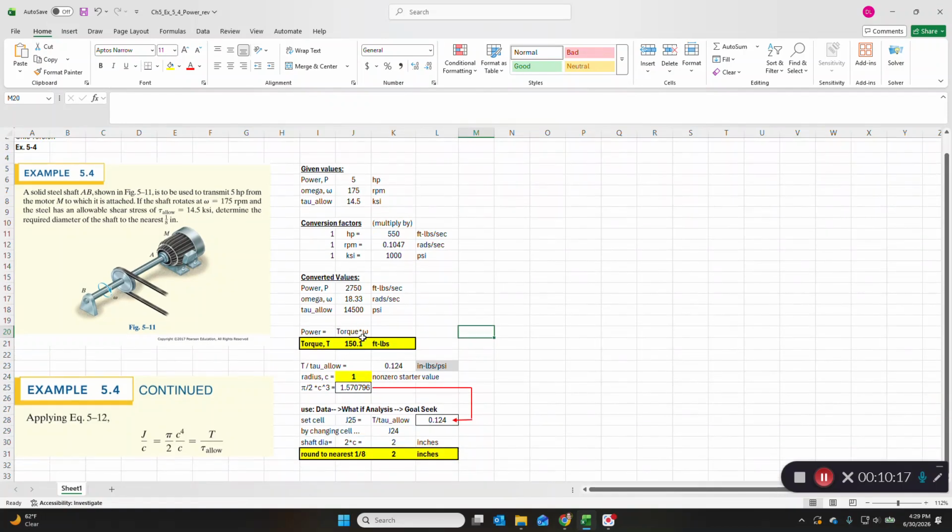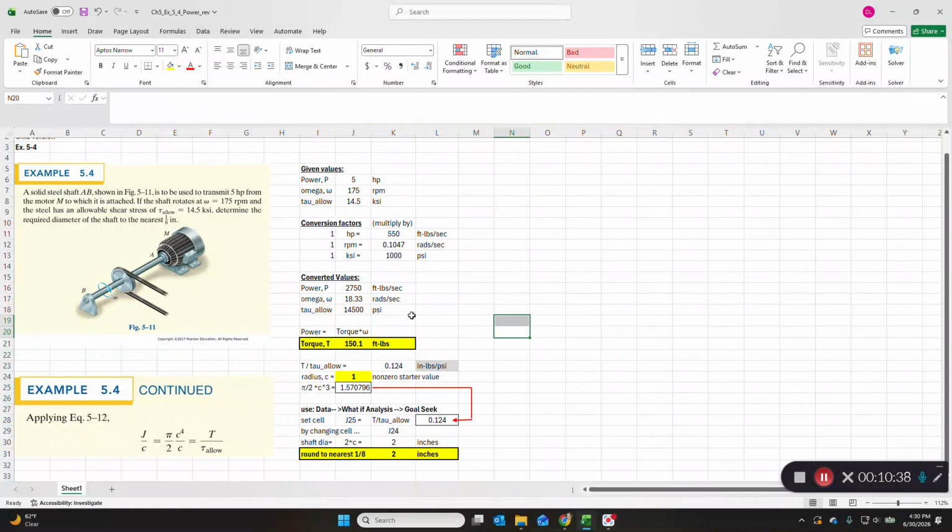So that's just simply, now that we have everything in the same units, we can just say that the torque is power divided by omega. So it's 2750 foot-pounds per second divided by 18.33 radians per second. The radians will wash out of the equation, and the seconds will cancel, so we'll just get about 150 foot-pounds, okay?